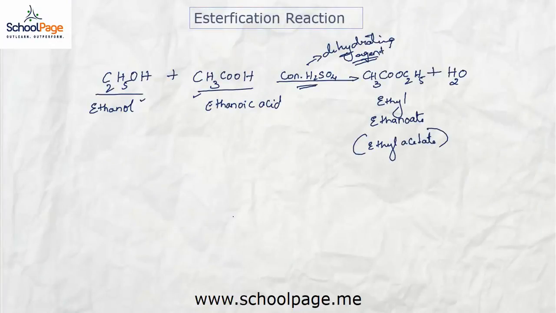Recall the esterification reaction. It was the reaction of alcohol with a carboxylic acid in the presence of concentrated sulfuric acid to produce an ester and a water molecule. This reaction is a reversible reaction. On treating with sodium hydroxide, which is an alkali, the ester which is produced can be converted back to alcohol and the sodium salt of carboxylic acid. Now let's see how it happens. And this reaction is called saponification reaction as it is used in the preparation of soap.